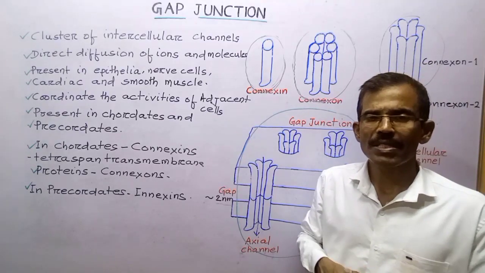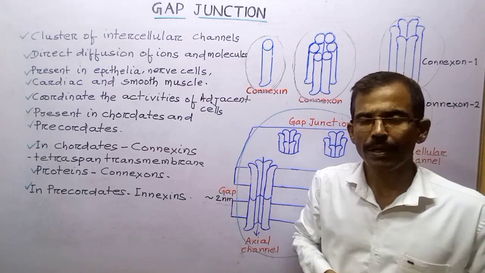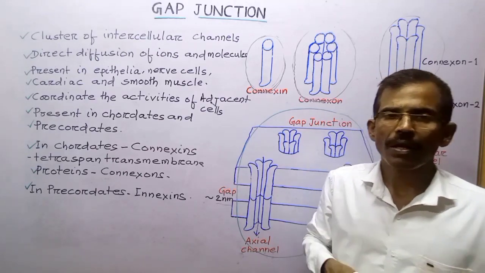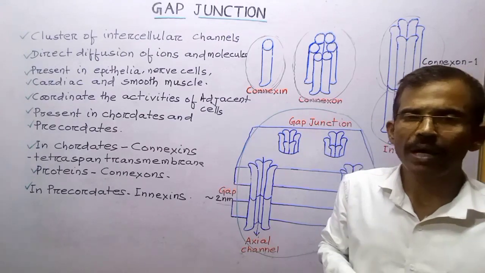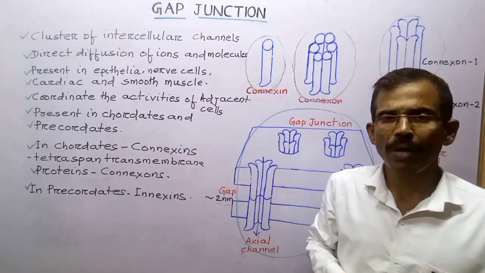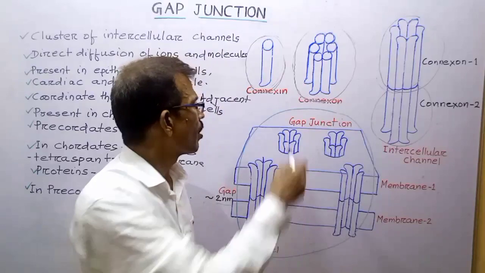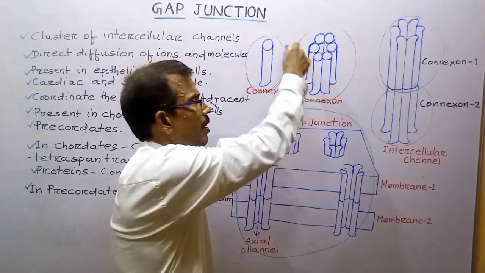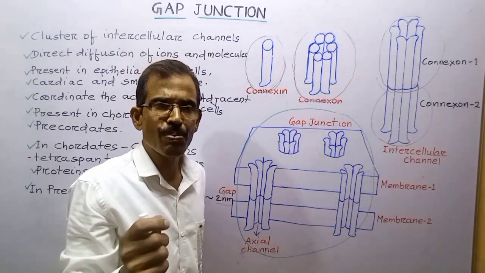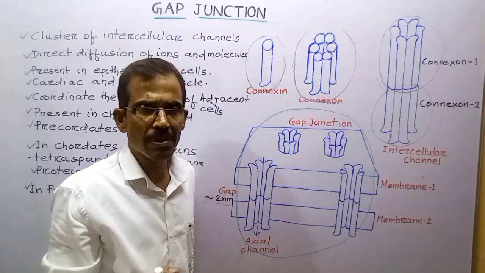Connexins are tetraspan transmembrane proteins. In humans, connexin has 21 isoforms, whereas in mouse, it has only 20. This is a molecule of connexin. Connexins are tetraspan transmembrane proteins.